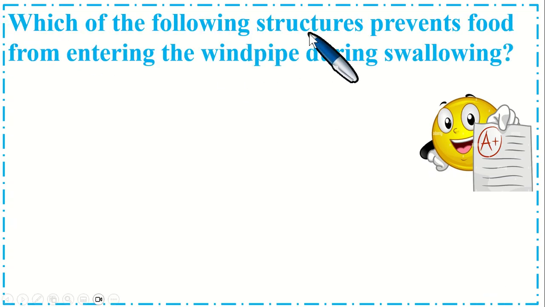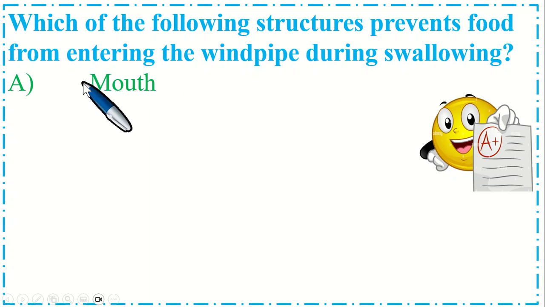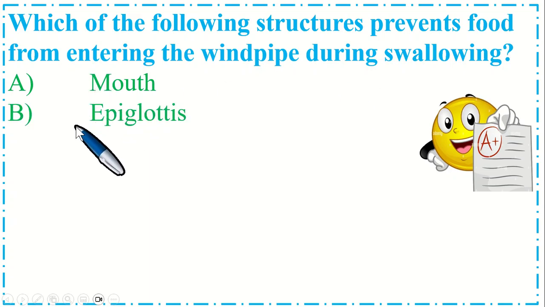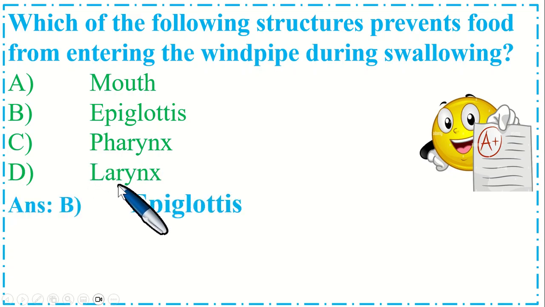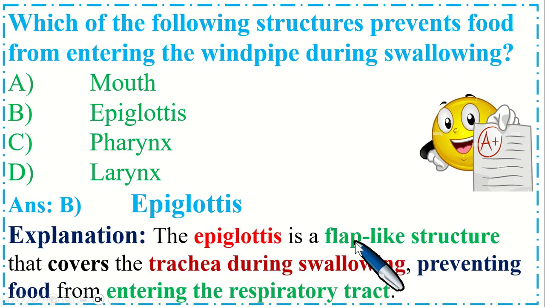Which of the following structures prevents food from entering the windpipe during swallowing? Option A, mouth, B, epiglottis, C, pharynx, and option D, larynx. So the correct option is B, epiglottis. The epiglottis is a flap-like structure that covers the trachea during swallowing, preventing food from entering the respiratory tract.